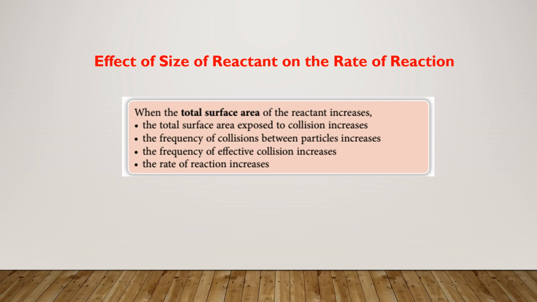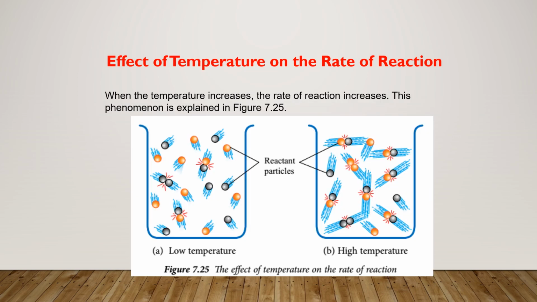So you can see that when the total surface area of the reactant increases, the total surface area exposed to collision increases, and then the frequency of collision between particles increases, the frequency of effective collision increases, and the rate of reaction also increases. It is the same for the effect of temperature on the rate of reaction. When the temperature increases, the rate of reaction also increases.